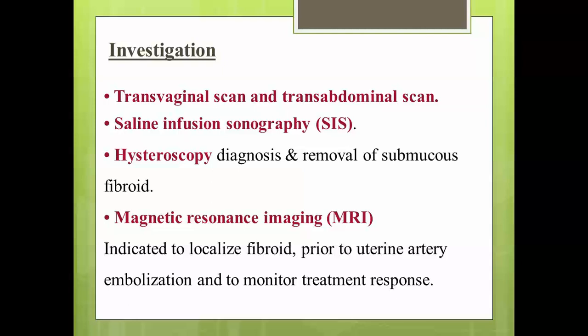Saline infusion sonography will help us if the patient has a submucous fibroid. Hysteroscopy also aids us in diagnosis and removal of submucous fibroid. MRI is a useful method for the diagnosis, for the localization of fibroid, and especially to follow the patient when we want to do uterine artery embolization. So we do an MRI for her, and then after the embolization, we follow her response to the treatment by MRI.